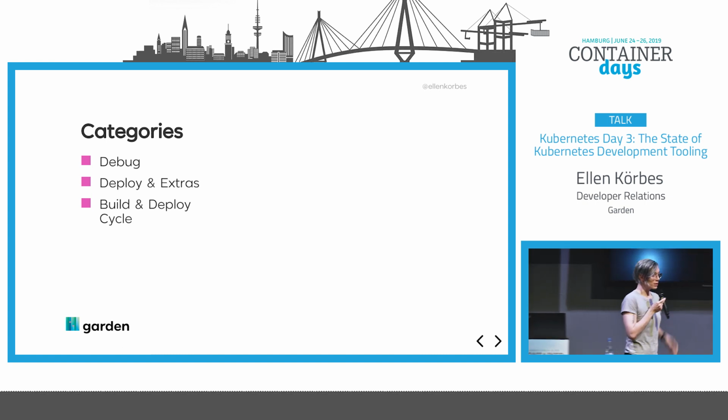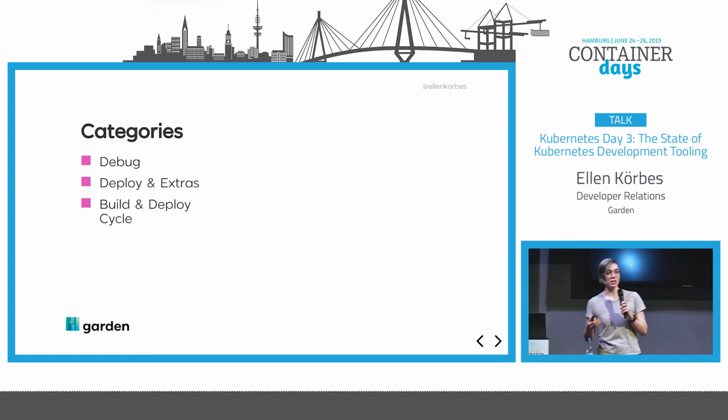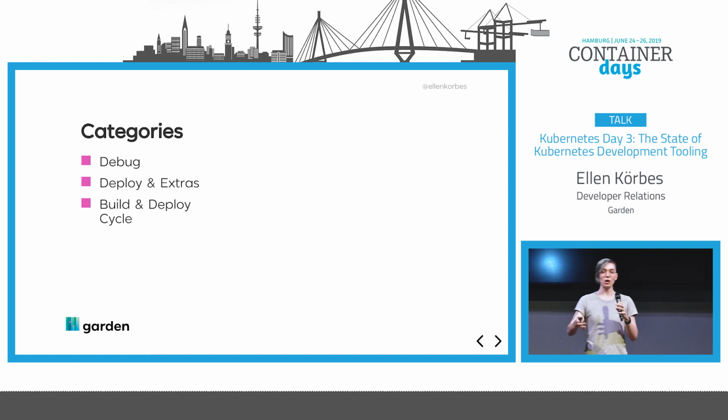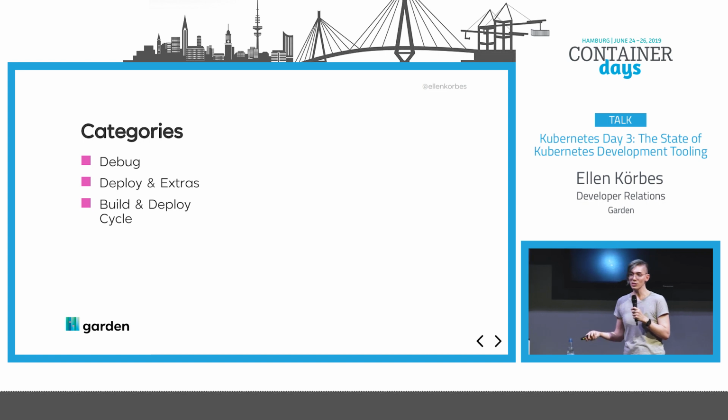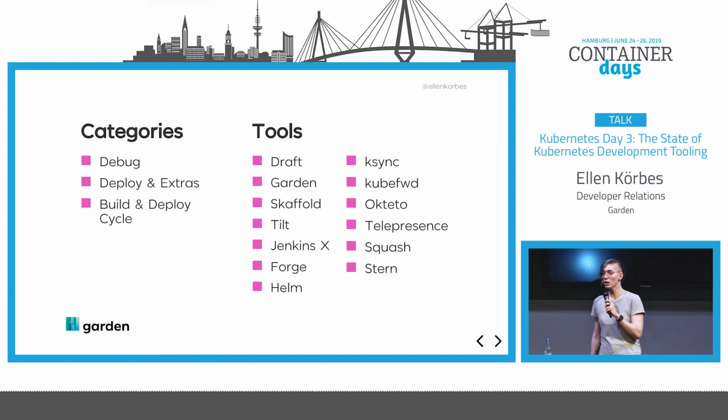Okay, so I split all the tools that we're going to see into 3 categories. Debugging, which is, debugging. Then deploy and extras is basically when you want to do stuff with the pods inside your cluster, or either connect the stuff on your machine to your cluster, or connect your cluster to your machine, that kind of stuff, but it's a more hands-off thing. It just connects things for you and you do whatever you want. And then the build and deploy cycle is that thing where you write your code, you save your file, it rebuilds, it redeploys, you see the changes live in your cluster. So these are the tools we're going to look at.